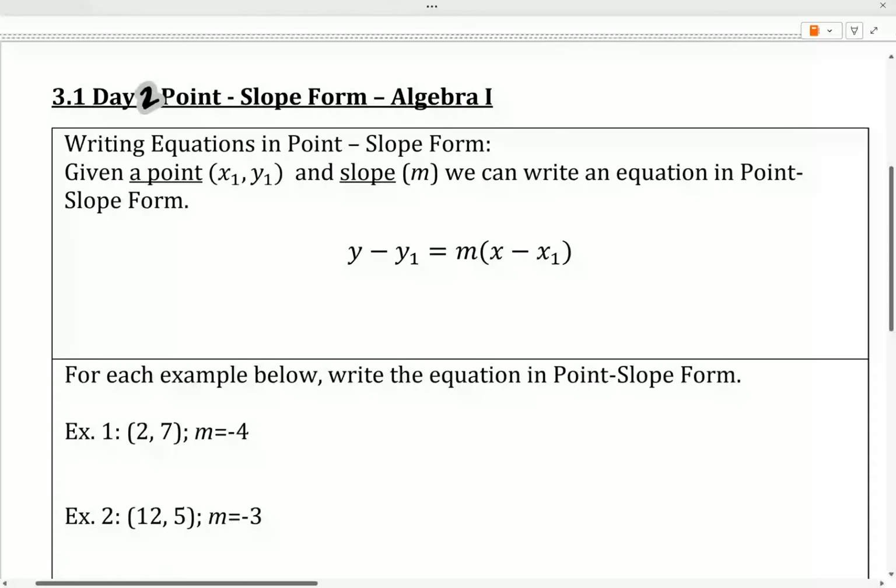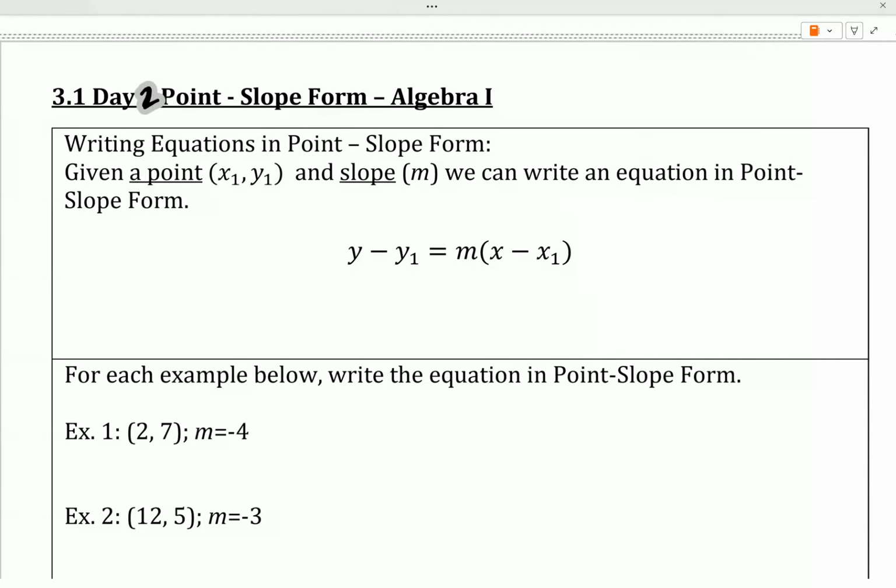All right, today in 3.1 day 2, we are going to be focusing specifically on point-slope form that we introduced yesterday with our 3 different forms of linear equations. So writing an equation in point-slope form allows us to utilize the slope and any point on the coordinate plane that is on our line.